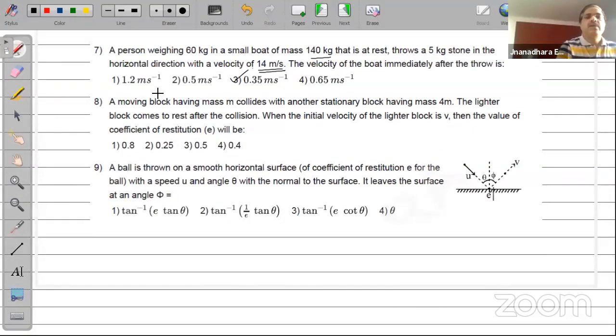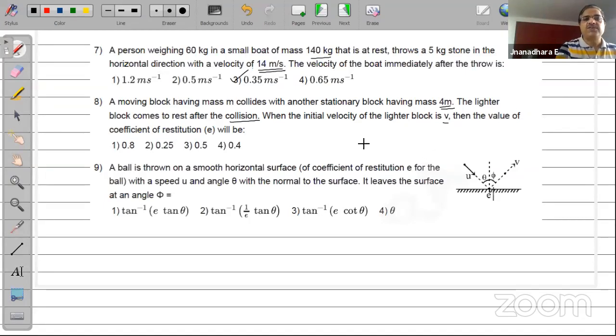Okay. A moving block having mass m collides with another stationary block having mass 4m. The lighter block comes to rest after the collision. When the initial velocity of the lighter block is v, then the value of the coefficient of restitution E will be equal to. Nice question. Oh, wonderful question, I would say. Let's see how to work this out.